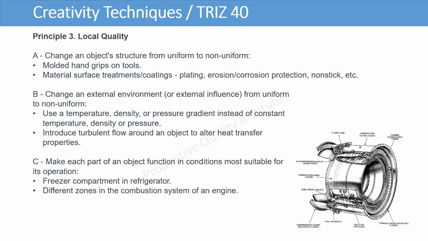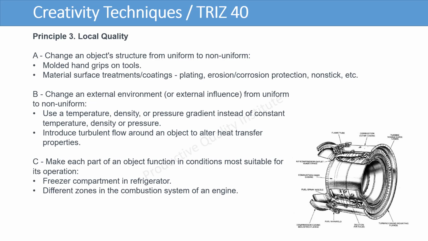Principle 3. Local quality. A. Change an object's structure from uniform to non-uniform. Molded hand grips on tools. Material surface treatments, coatings, plating, erosion corrosion protection, non-stick, etc.